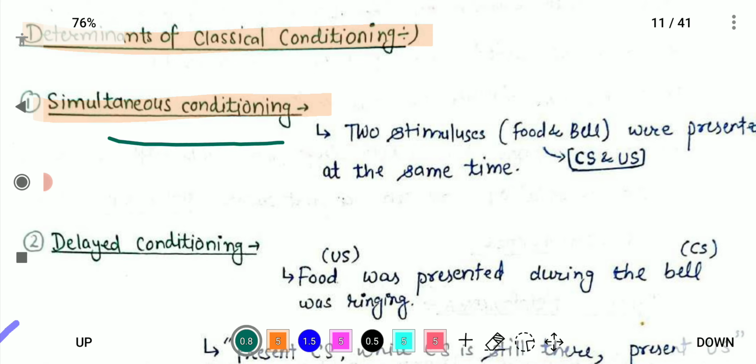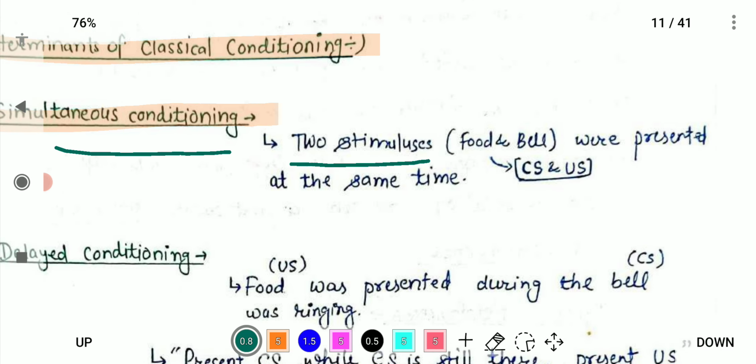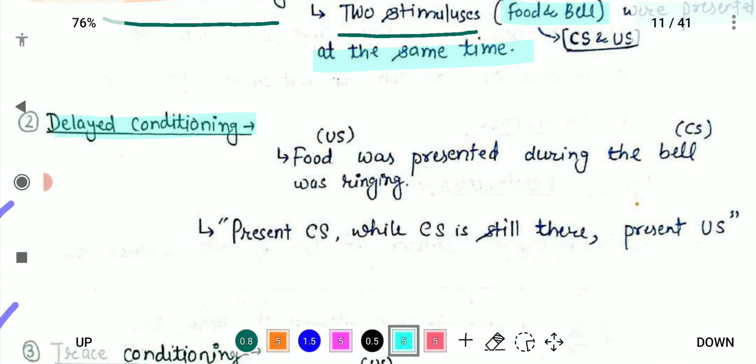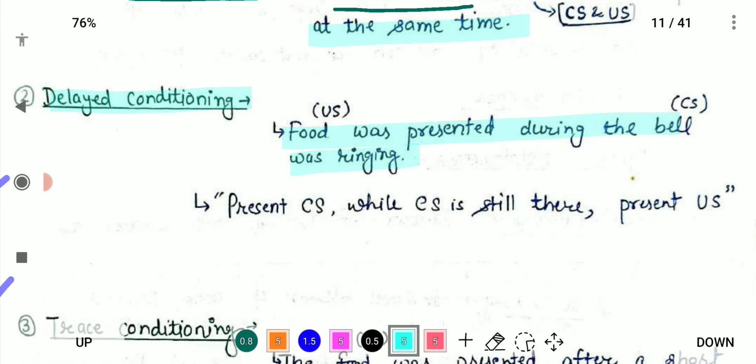Simultaneous conditioning. Simultaneous means what? The same time conditioning. So the two stimuli, food and bell, were presented at the same time. That is what simultaneous conditioning is. Delayed conditioning: food was presented while the bell was ringing.